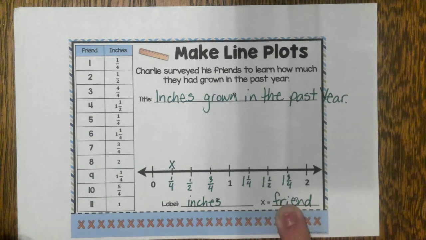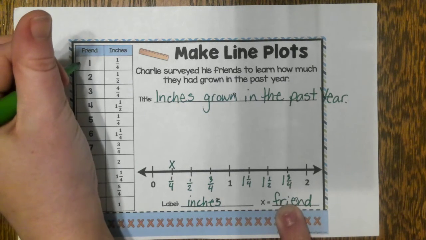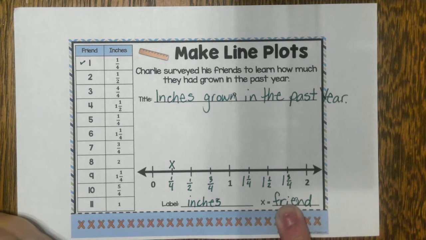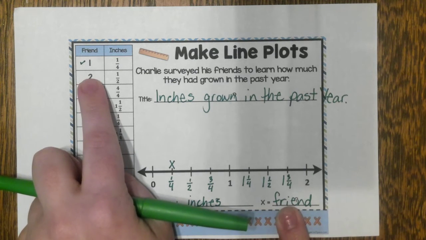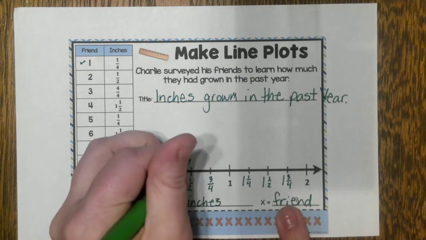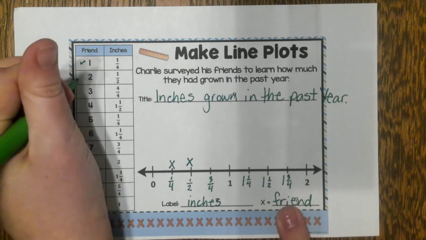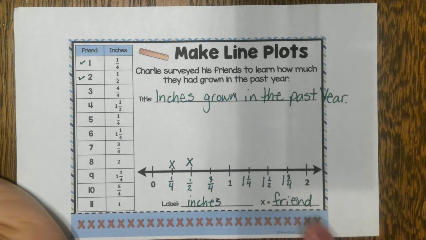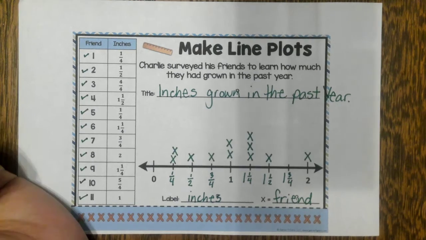Now to help me remember that I've finished with that one, I'm going to put a little check mark. My second X is going to go on top of 1/2. And a little check mark. And I'm going to continue doing this for all 11 friends. Okay, I've labeled my X's.